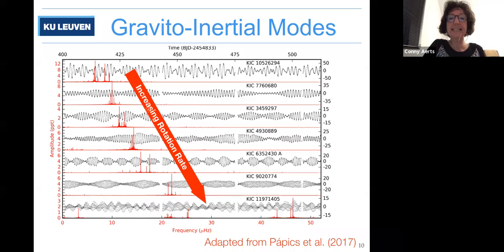But let's start easiest. Here is again such a gallery, a nice gallery. I love this plot. It's made by one of my former PhD students, so I'm a bit biased.